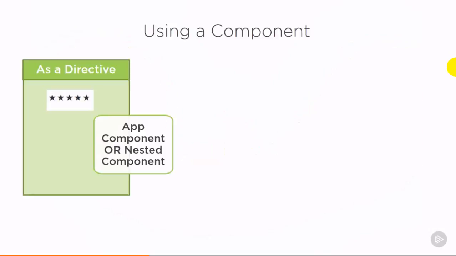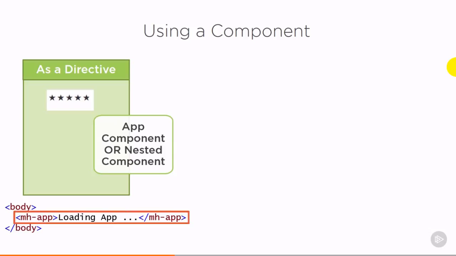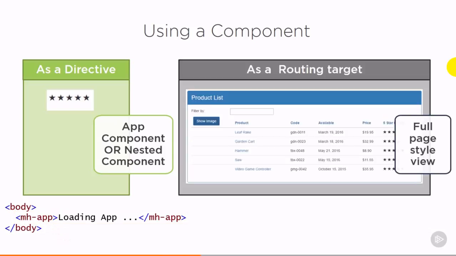There are two ways to use a component and display the component's template. We can use a component as a directive. We saw how to use a component as a directive when we displayed the app component template in the index.html file. The mhapp directive is defined as the app component selector. The template is then displayed within the directive tags. We use this same technique with nested components.